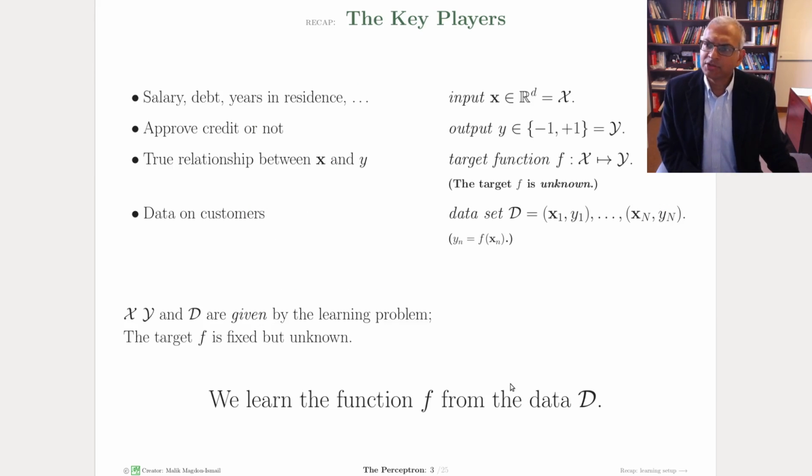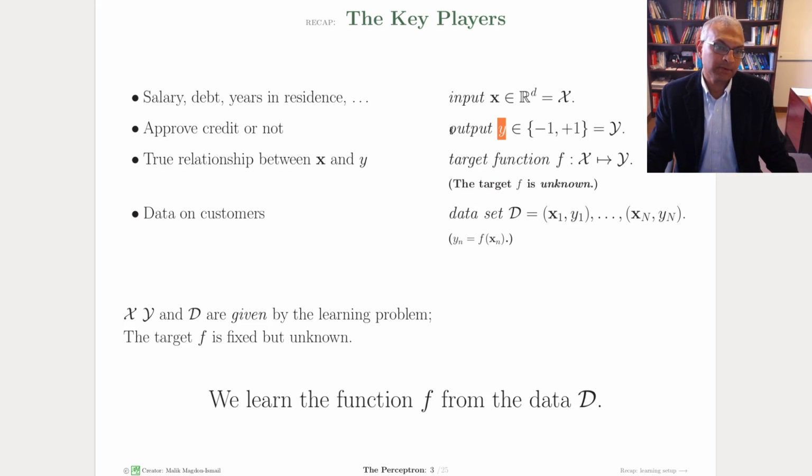Okay. And we introduced the key players, specifically in the context of this concrete example of credit approval. So, in the machine learning problem, there's an input X. Think of the applicant who applies for credit, and the properties, the attributes that the applicant has listed on the application: salary, debt, years in residence, etc. We call this the input X. The decision that the bank makes, approve or not, yes or no, we call the output Y, and in this particular case we can encode the output by plus or minus 1. Plus 1 approve credit, minus 1 reject credit.